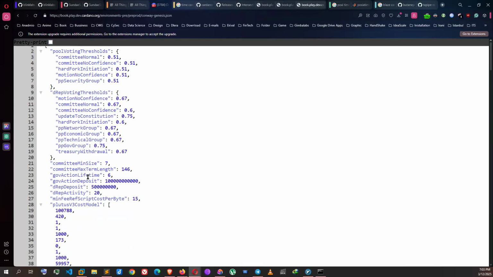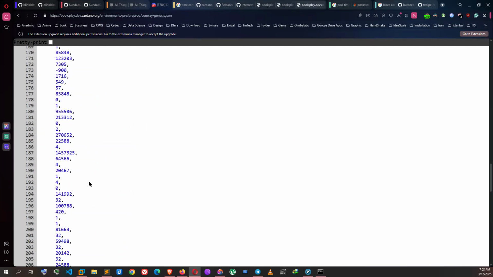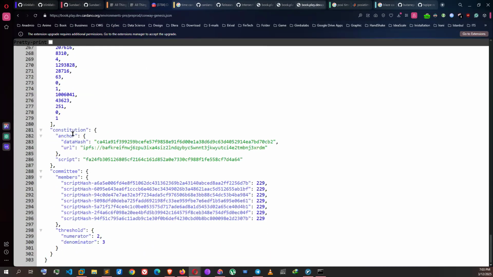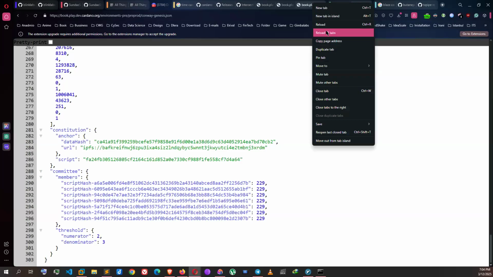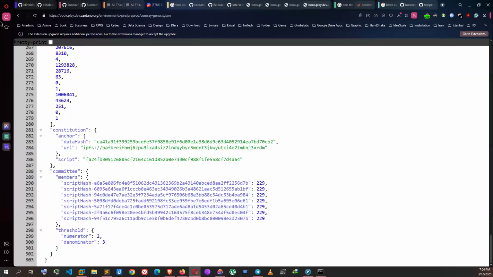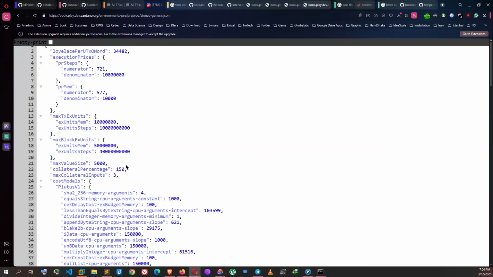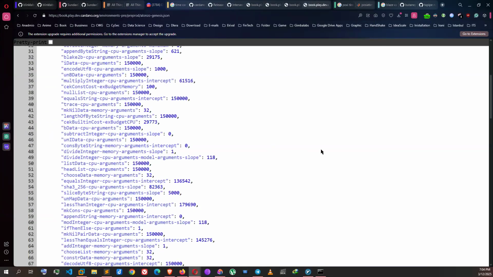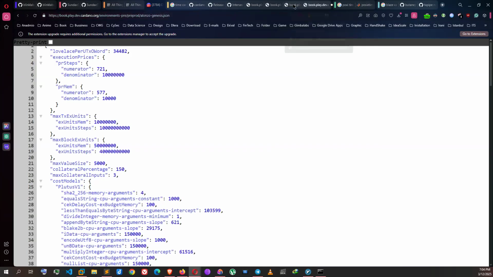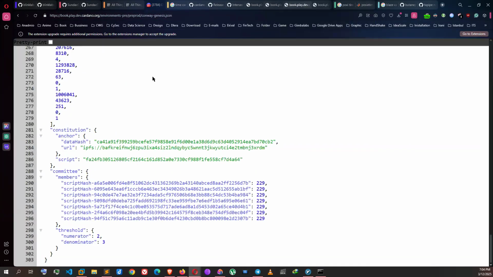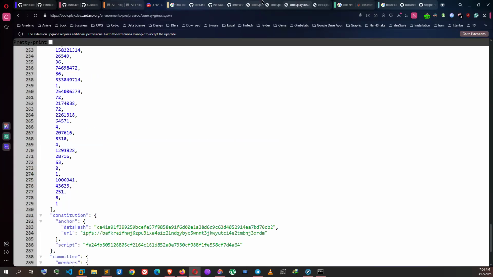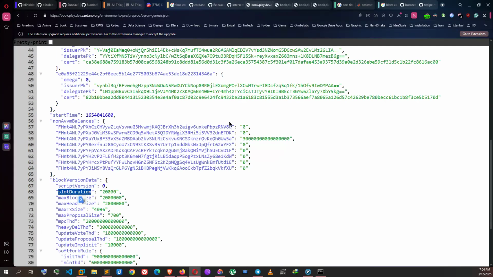Byron slots were the same length as blocks, and they were regular. Conway doesn't have any time. So I just want to check with Shelley or Alonzo. There's no time in Shelley or Alonzo either. So the only two that affect time are Byron and Shelley. Yes. And in Byron, your slot time and your block time are the same.